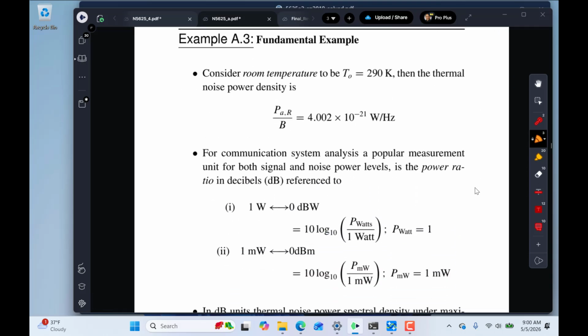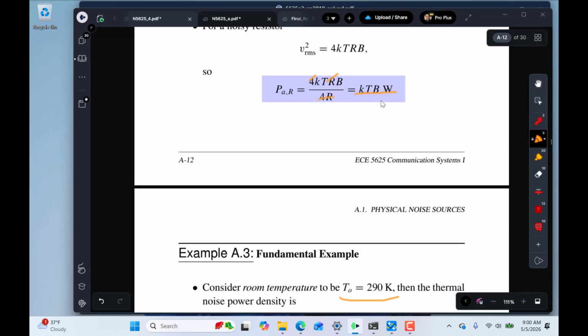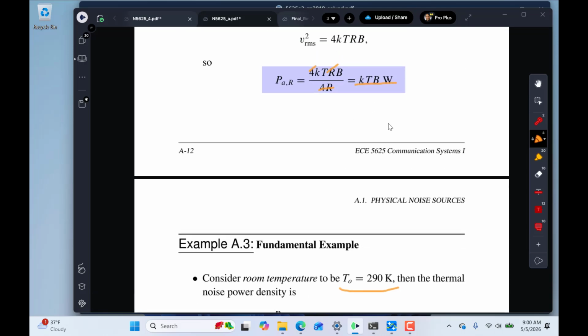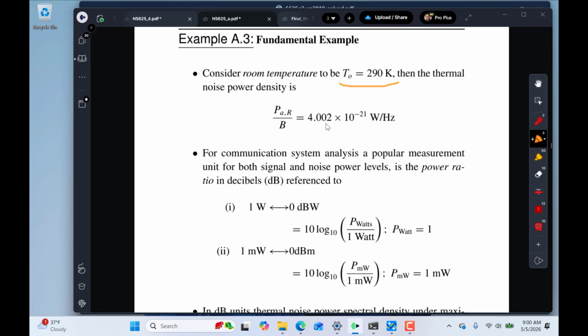So here's a fundamental example. I say fundamental because it's something that I end up using if I have to do this sort of modeling. I'm going to assume room temperature to be 290 Kelvin, and let's just find out, independent of bandwidth, what the available noise power density is at 290 Kelvin. From the kTB up here, I just take kT, plug that in, and I get 4.002 times 10 to the minus 21 watts per hertz.